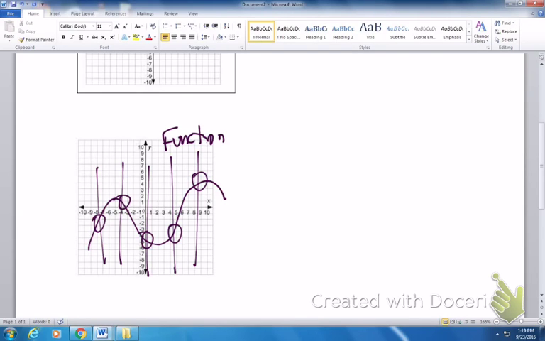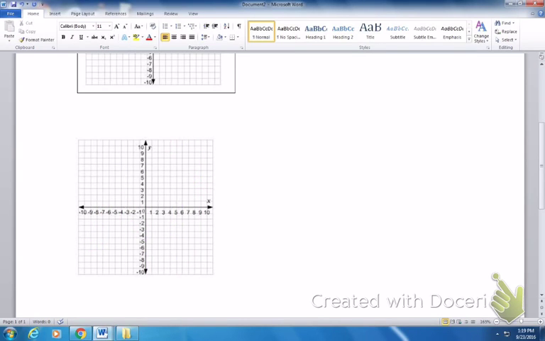It could also be a series of points. Remember to use your vertical line test for that one as well. Remember, we can be continuous or discrete. Something with random points is discrete. Something that's smooth and all connected would be continuous.